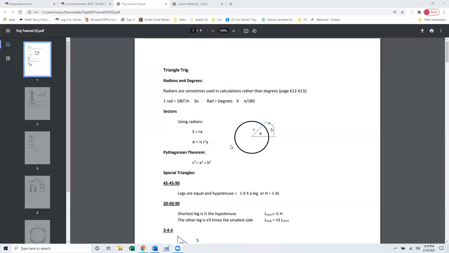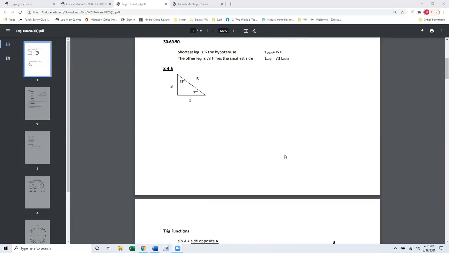What you see on the screen right now is the Trig tutorial handout that's in the module. And on the first page, we see a reference to radians, and radians are sometimes used in calculations rather than degrees. And I'm going to talk about that when I talk about the unit circle.